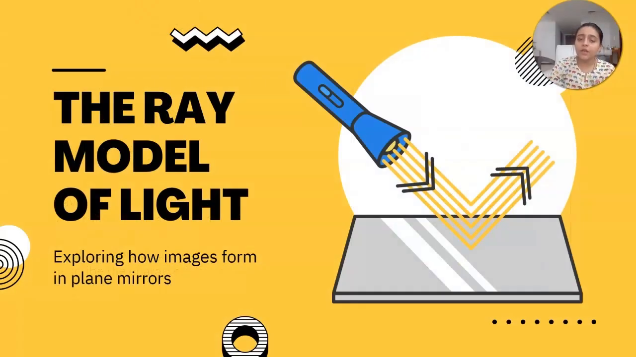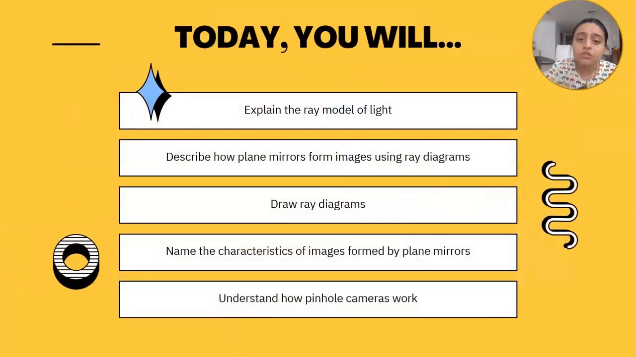For this we are going to study the ray model of light, because it helps us understand various properties of a reflecting surface, which here is the mirror. In the ray model of light, we are going to explain what the ray model of light is, and we are going to describe how plane mirrors form images. We are going to understand how ray diagrams are formed and the characteristics of the image, and understand about the pinhole camera.